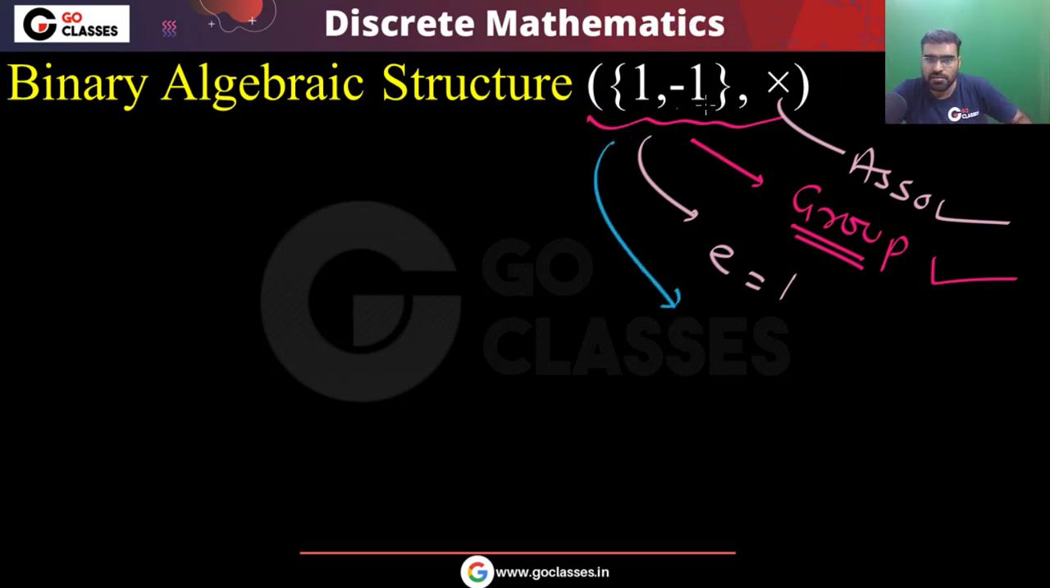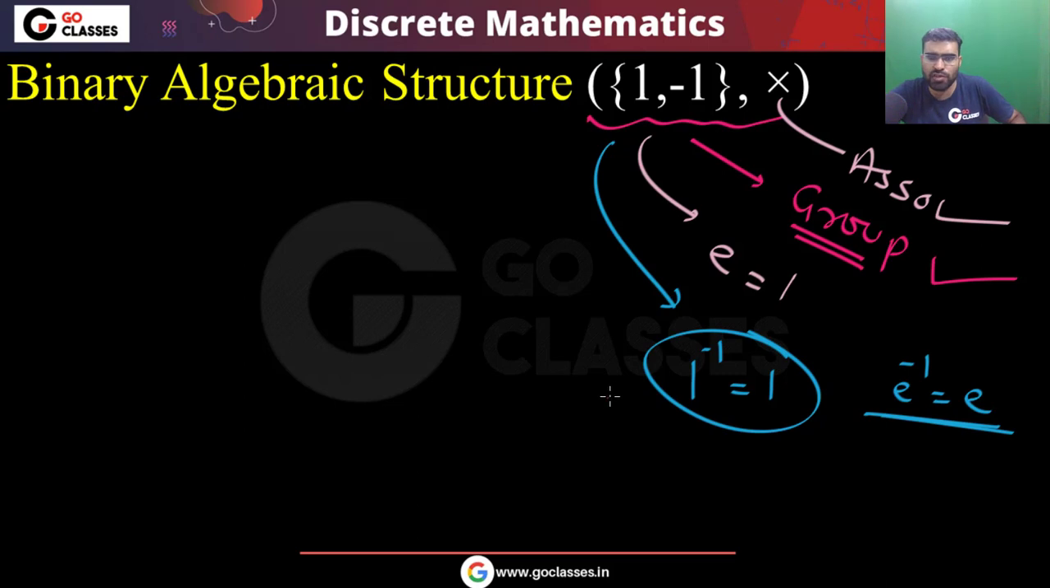And you can see there is an inverse for every element. The identity element inverse will always be identity element. You can see 1 is the identity element. So identity element inverse will always be identity element. And you can also see what is the inverse of minus 1. The inverse of minus 1. What should I write here such that I get the identity element?